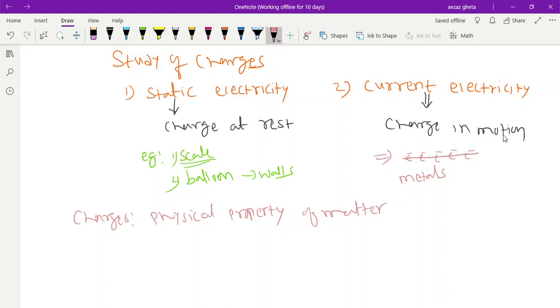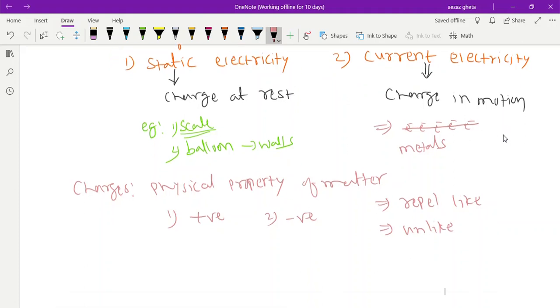There are two types of charge: one is positive and the other is negative. The property of charges is that like charges repel and unlike charges attract.